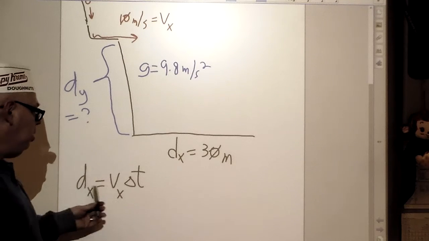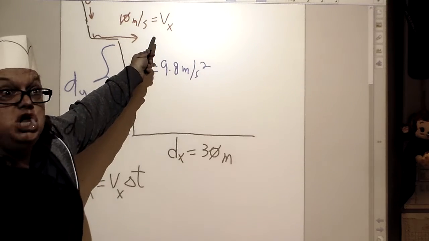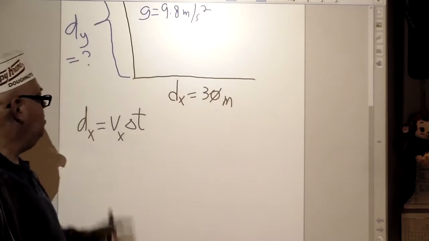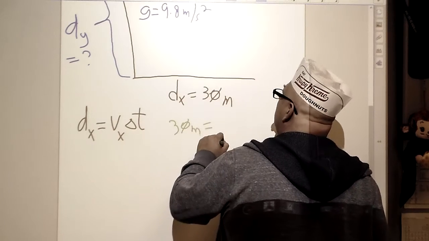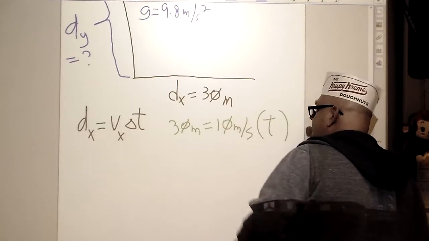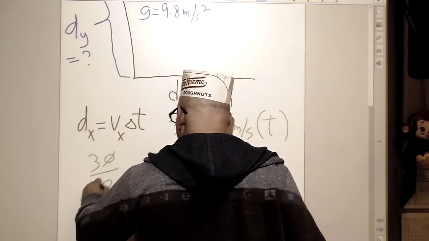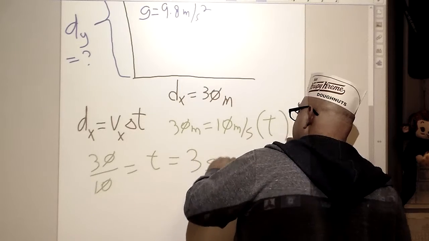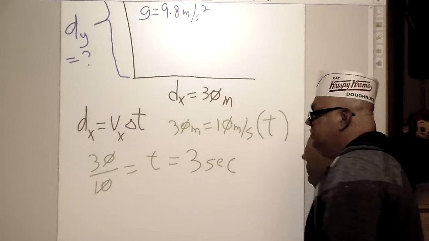Now, do we have the parts? We do. We need to find the time, but we have our velocity in the x direction because they gave it to us. Sweet! And here's our dx, which again, they gave it to us. So now we're just going to plug that in. 30 meters is equal to 10 meters per second multiplied by time. So we're going to say 30 divided by 10 is equal to time. Therefore, that's going to equal 3 seconds, because you'll notice that the meters will cancel out and you'll have seconds left over. So we have 3 seconds.